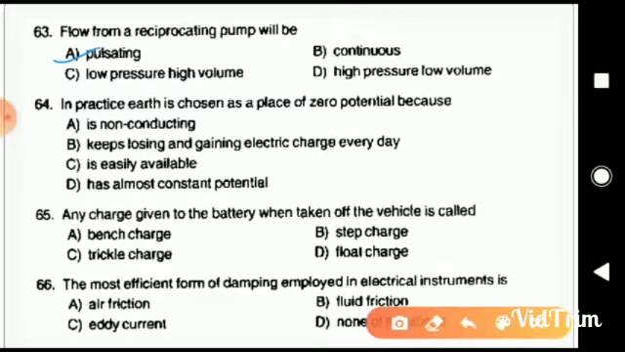In practice, Earth is chosen as a place of zero potential because. The reason is because Earth has an almost constant potential. That is the main reason. So option D is the correct answer. Moving on to question number 65. Any charge given to the battery when taken off the vehicle is called. It is called the float charge. So option D again is the correct answer.